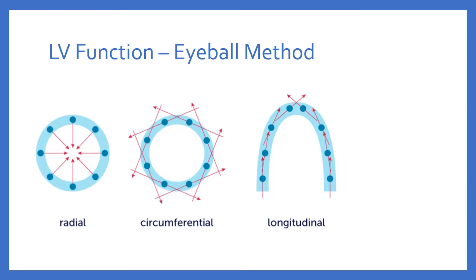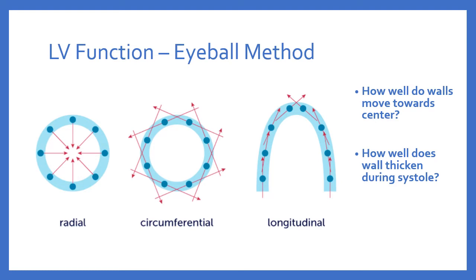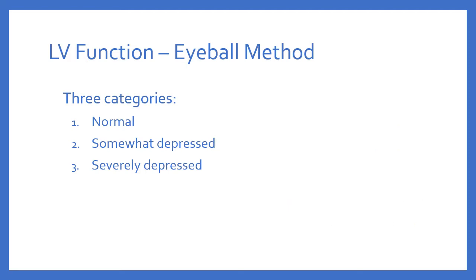So when we look at the left ventricle during ultrasound, we want to think about how well do the walls of the ventricle move towards the center. Also, how well do the walls thicken during systole? And lastly, how well does the mitral valve open? We'll talk more about the mitral valve and how that can be helpful in just a bit. When using the eyeball method, I really encourage learners to have only 3 categories when interpreting left ventricular function. So the left ventricular function can be normal, it can be somewhat depressed, or it can be severely depressed.